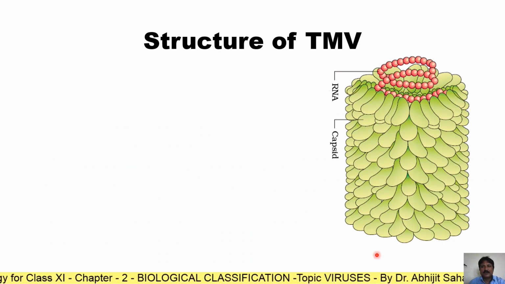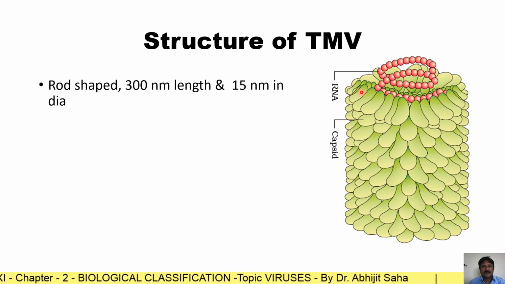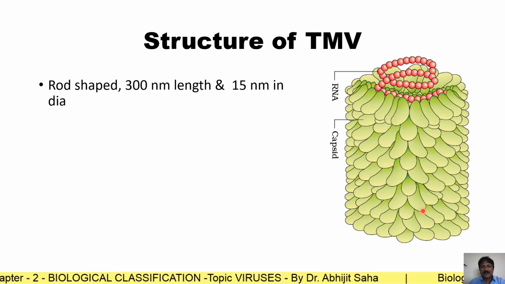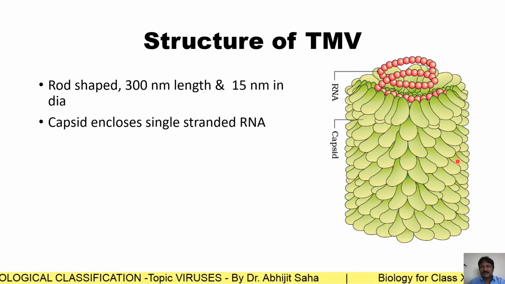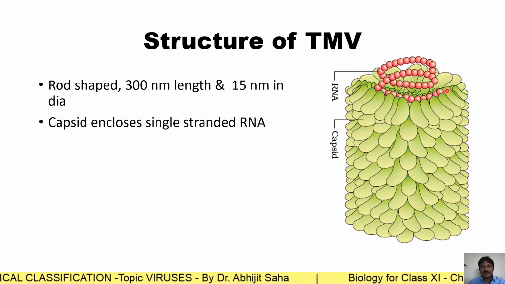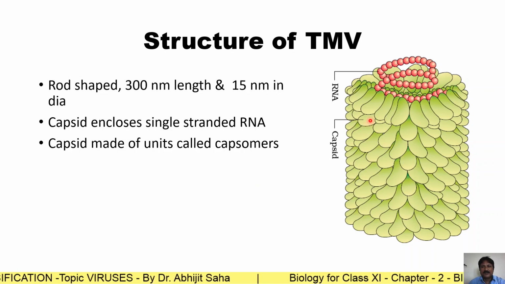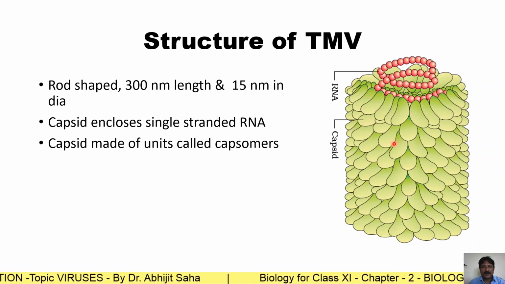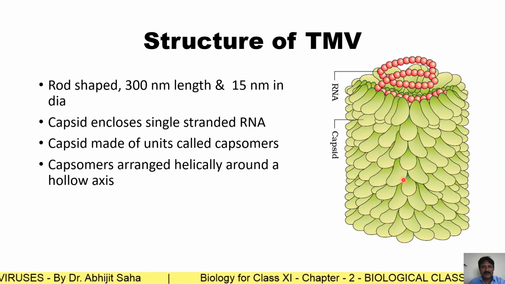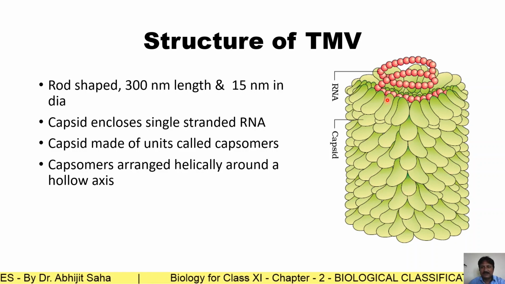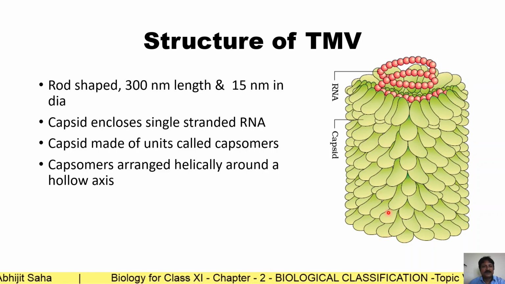This is the structure of a tobacco mosaic virus, TMV. It is rod-shaped, 300 nanometers in length by 18 nanometers in diameter. The covering is a capsid within which is a single-stranded RNA. This capsid is made of small units called capsomers. These capsomers are helically arranged around a central axis. Inside there is a central hollow axis.